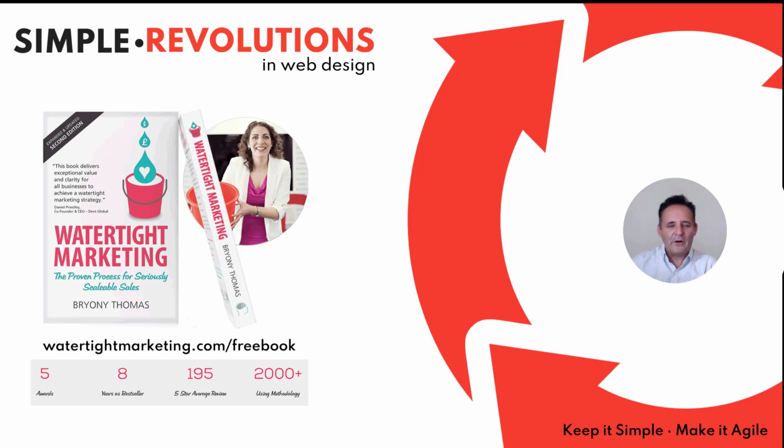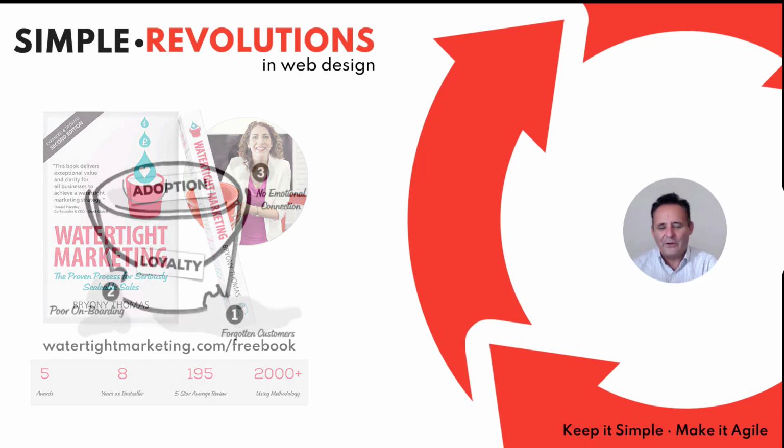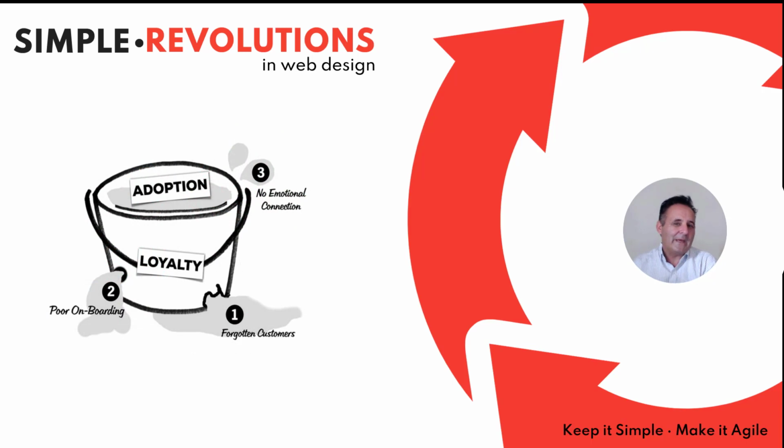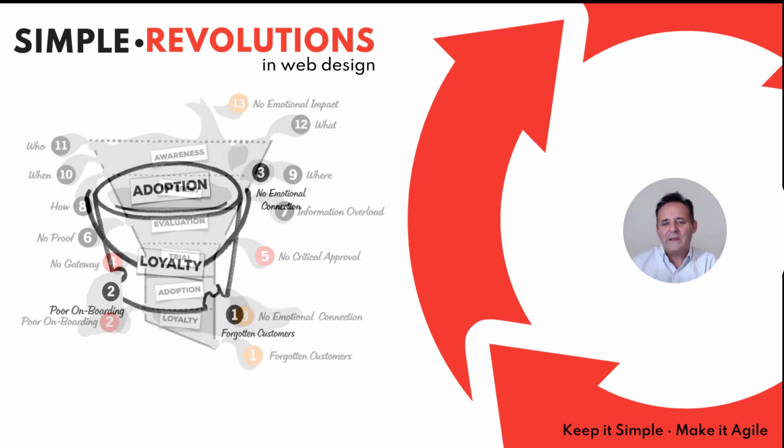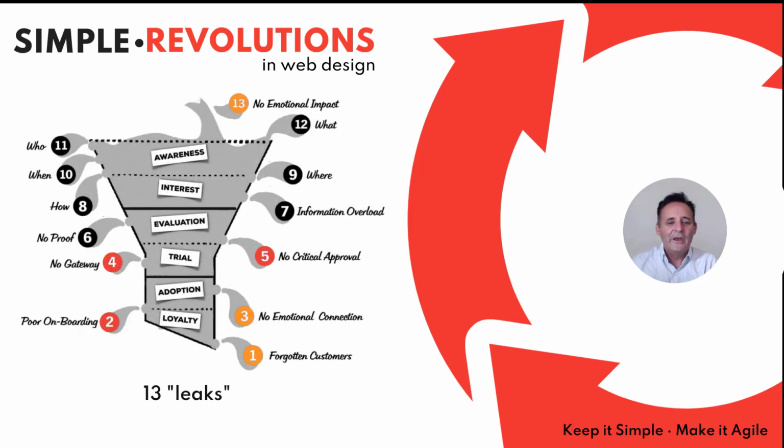The Watertight Marketing book shows us that a funnel is not really like a funnel. A better metaphor might be a leaky bucket, and it identifies 13 potential leaks where sales can be lost if a purchase needs to be considered. And the diagram here shows where these leaks can occur in a buyer's journey. And I've put some notes below my article taken from the book which explains a bit more about that journey.